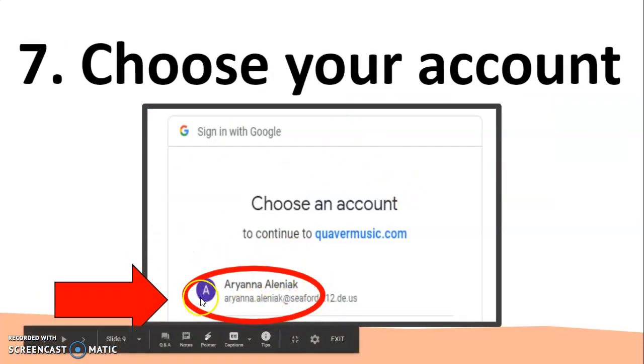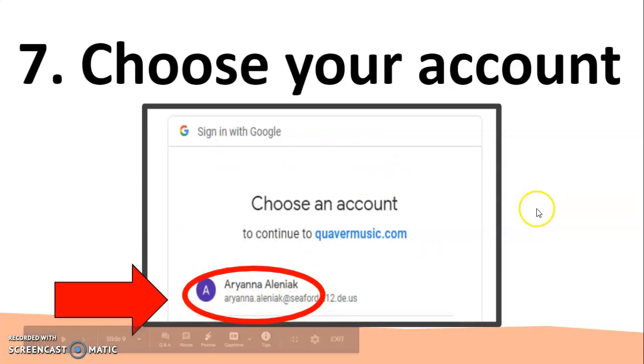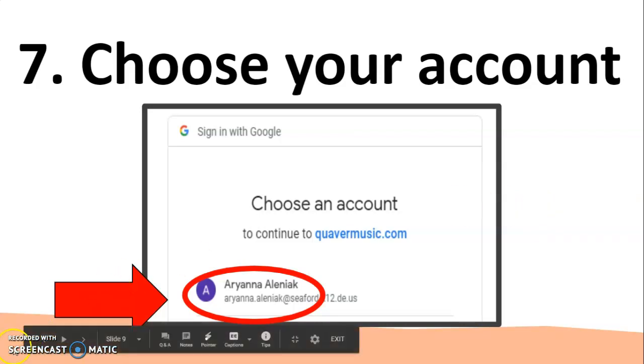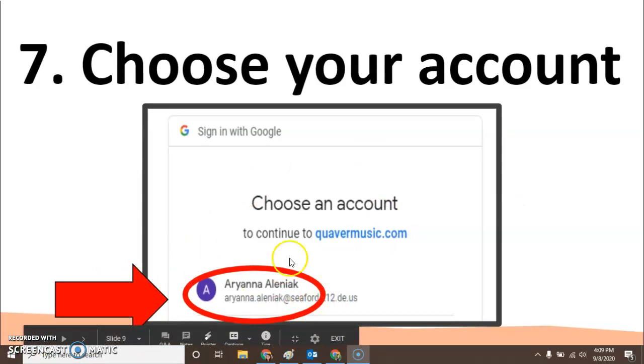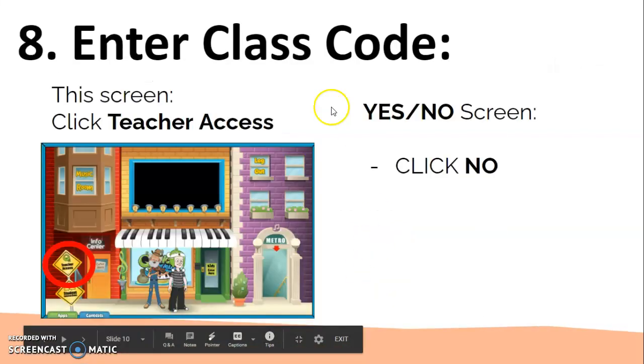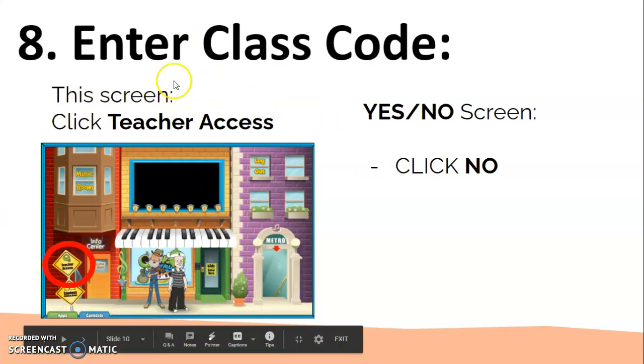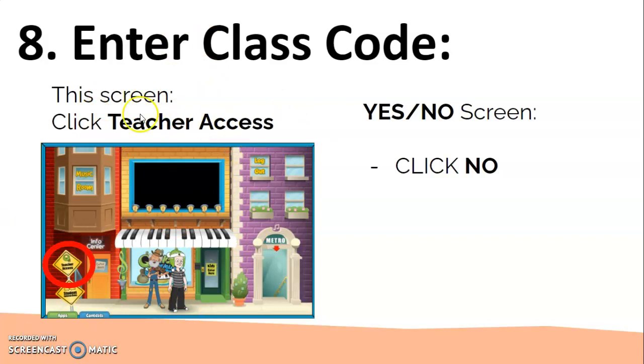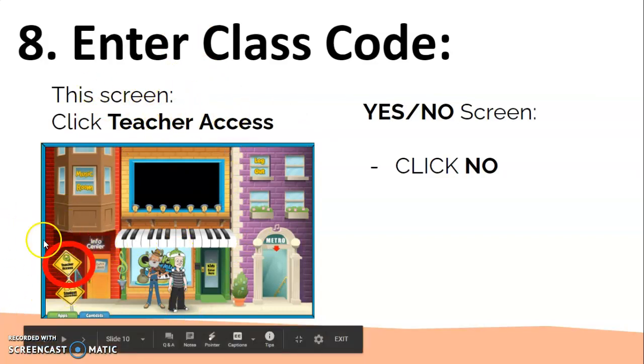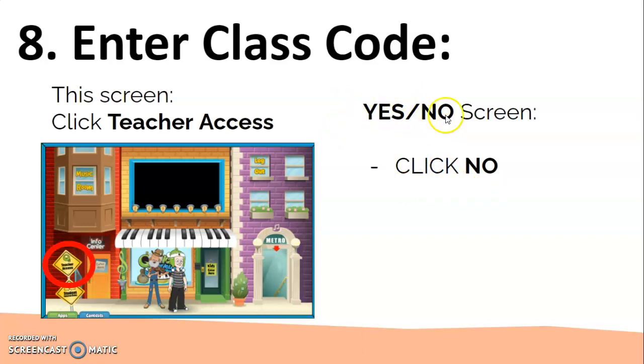Okay, so at this point it should take you to your student's name, so your name should be right here, and it should be that @CFerd account. Okay, now a few things might happen depending if you've been onto Quaver recently or not. It might take you to Quaver Street like you see on the left side of my screen. If it takes you there, click on the little Teacher Access button right here. Or it might take you to the screen that says yes or no. If it says that, then click no.